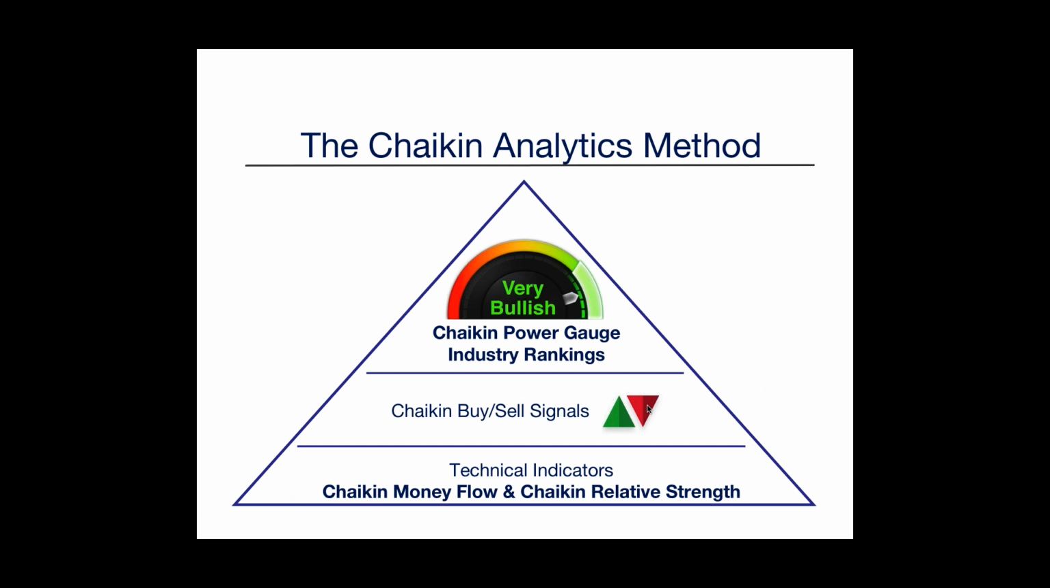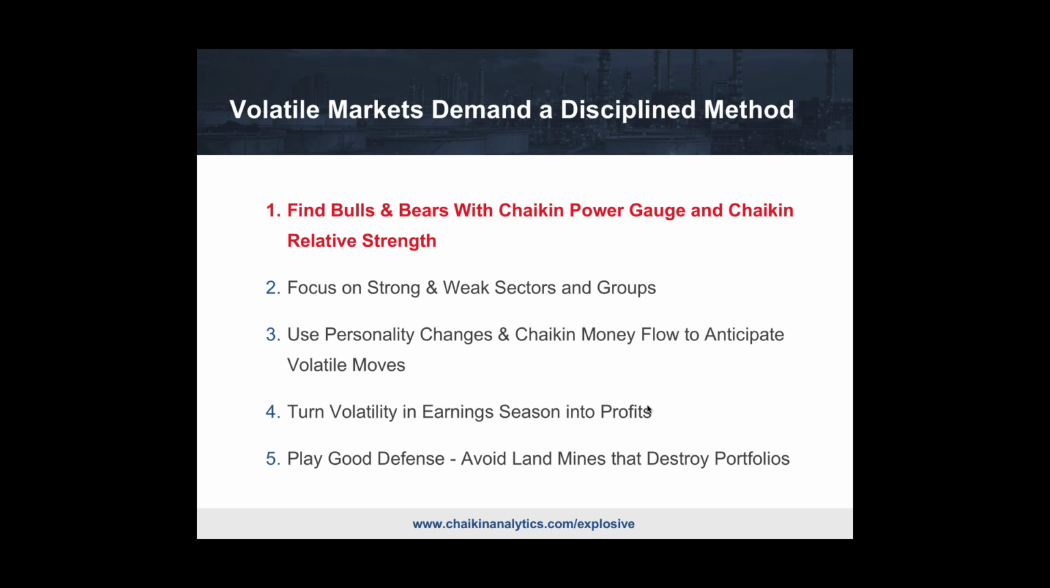At the bottom are 2 only technical indicators, Chaikin money flow and Chaikin relative strength. Now, Chaikin money flow you can get on stockcharts.com, Thinkorswim, any of your brokerage platforms. Chaikin relative strength is proprietary. And in the middle are buy and sell signals, and we all know how important they are for options traders.